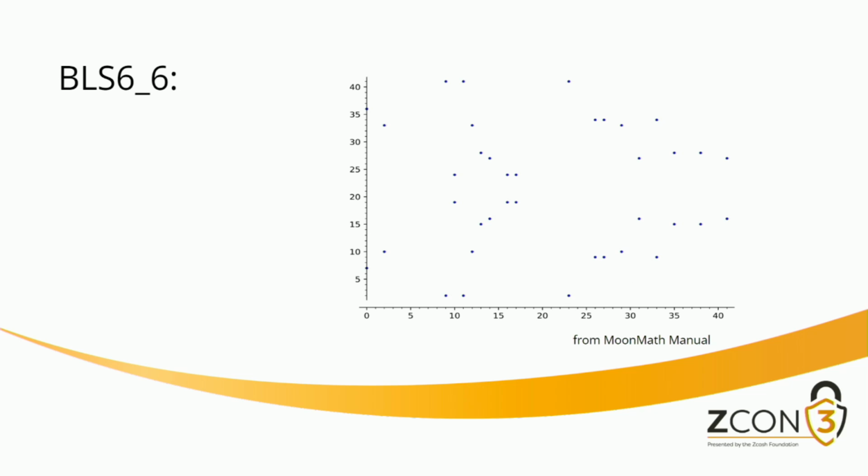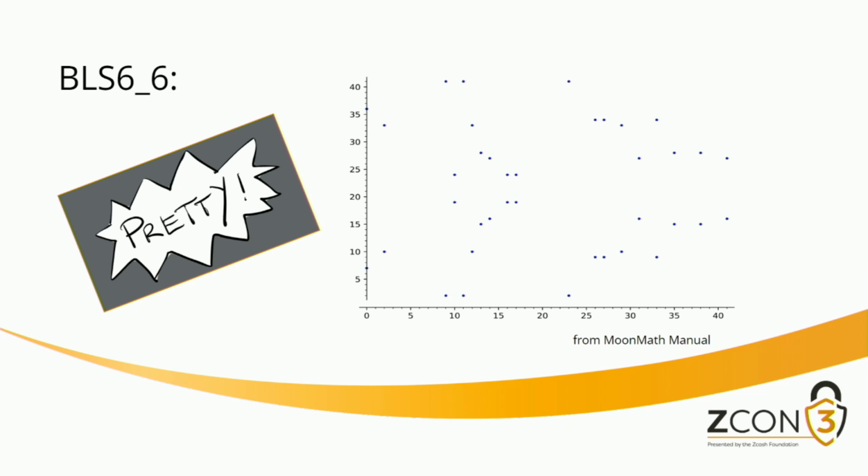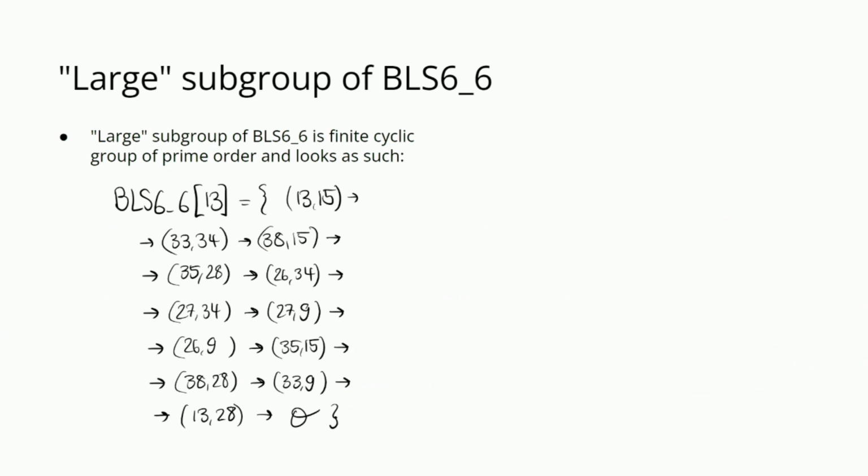And it looks like this. If you also think it's very pretty, then you're with me. I think it's very pretty. It's really nice. So this is BLS 6-6, 39 elements. And what we want to look at normally is the large subgroup of BLS 6-6, and this is how it looks. It has 13 elements.